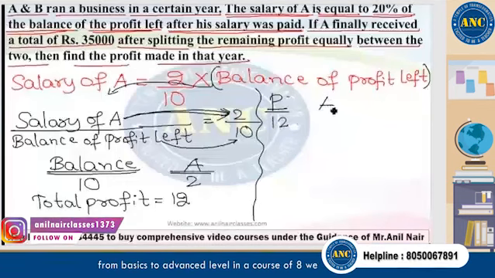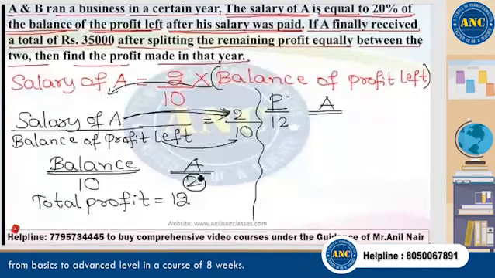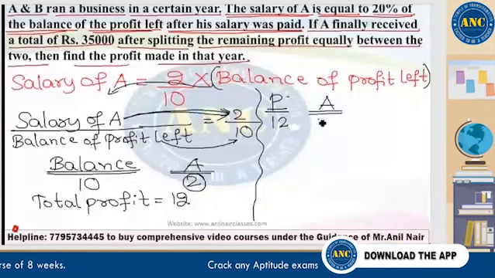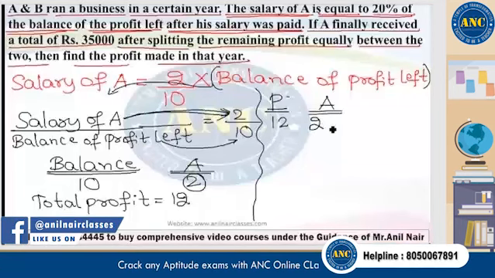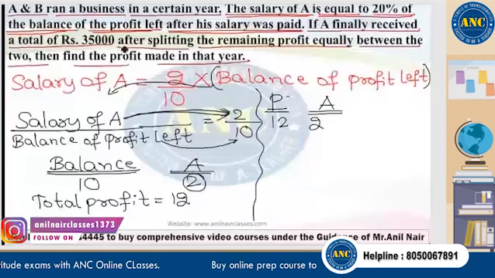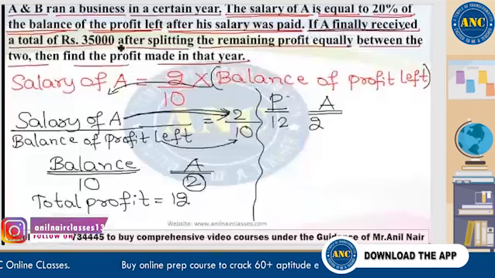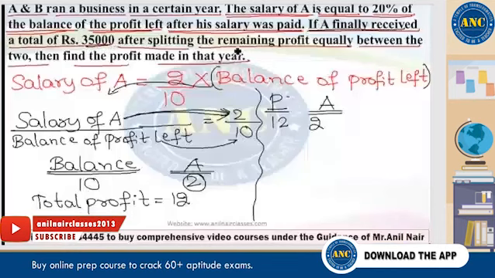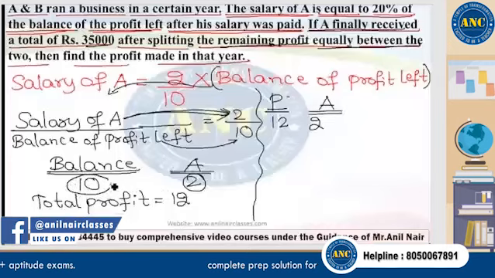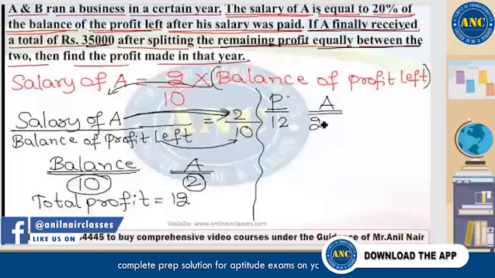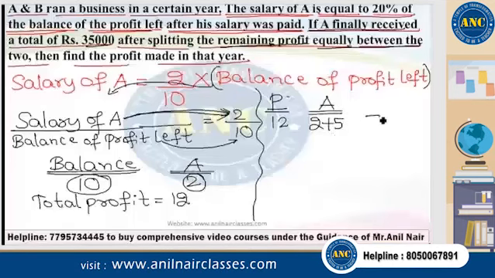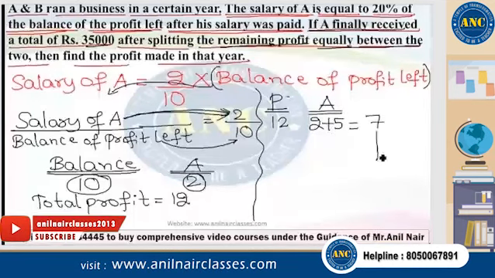A is totally getting, here he is getting 2 rupees. And can I also say that, see the next statement, sir, it is said that 20 percentage. So here read the statement. If A finally received 35,000 after splitting the remaining profit equally between the two, remaining profit is 10 rupees. I will equally distribute 10 rupees equally divided means A will get another 5 rupees. Totally A is getting 7 rupees according to our assumption.